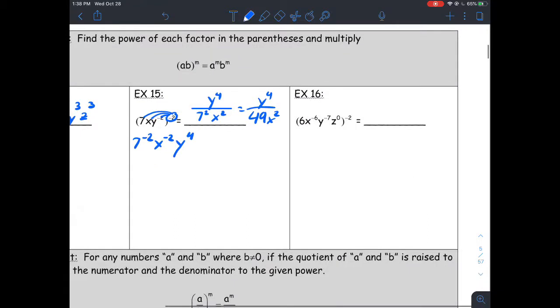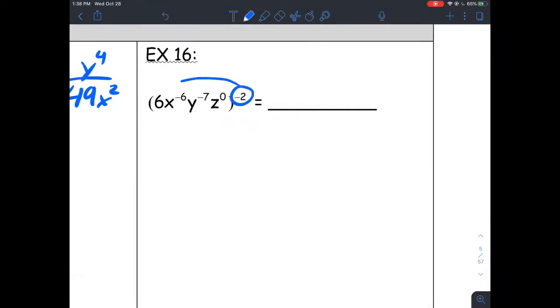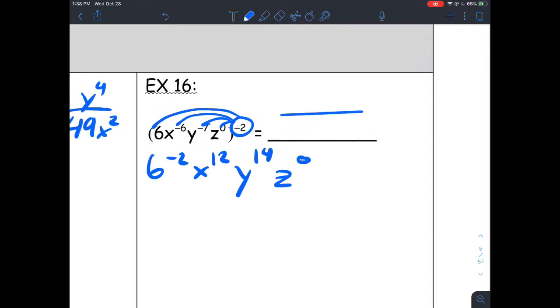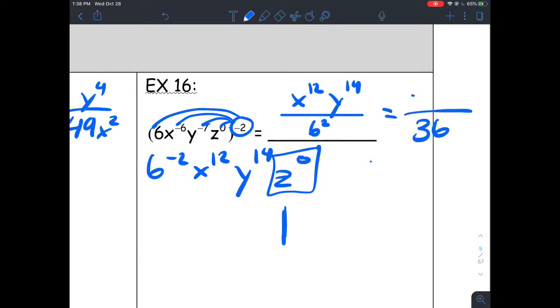All right. Then we've got 16. So again, distribute that negative 2. 6 to the negative 2, x to the 12, y to the 14th, and z to the 0 power. At this point, I would make my fraction bar because I've got both positives and negatives. X to the 12 is going to go on top. Y to the 14th is going to go on top. Now this z to the 0, remember, anything to the 0 power gives us 1. This is equivalent to 1, so it just goes away. And our 6 squared is going to go on the bottom, and we can rewrite that as 36.